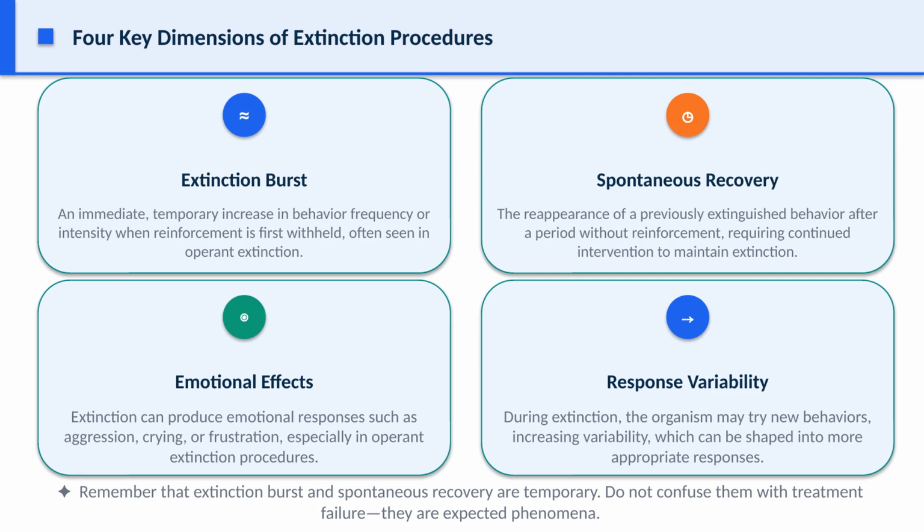Finally, response variability emerges as the organism tries new behaviors. This increased variability can be shaped into more appropriate alternatives. On the BCBA exam, you may be asked to identify these effects in scenario-based questions or distinguish between operant and respondent extinction. Recognizing these dimensions helps you design effective extinction plans and prepare stakeholders for temporary challenges.